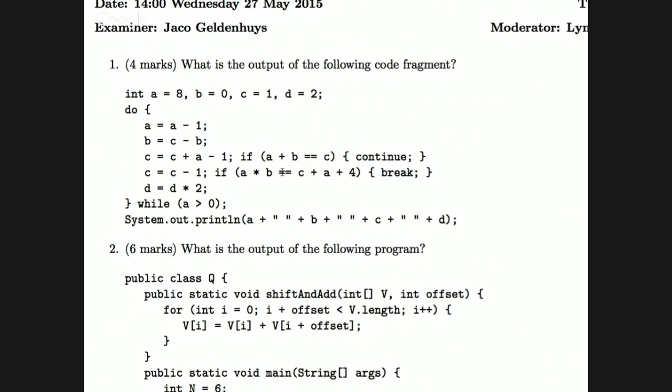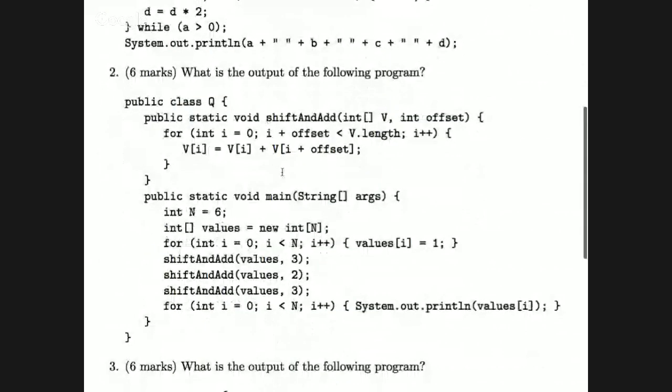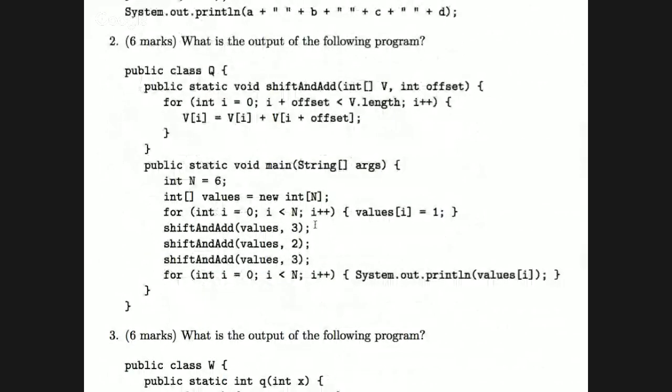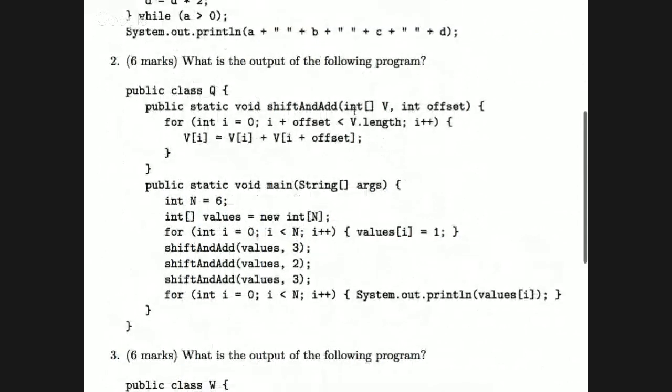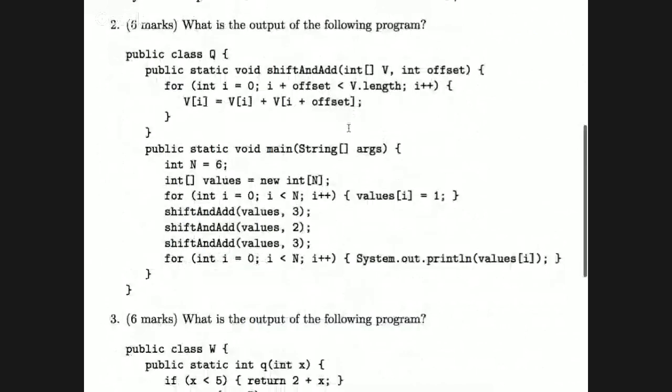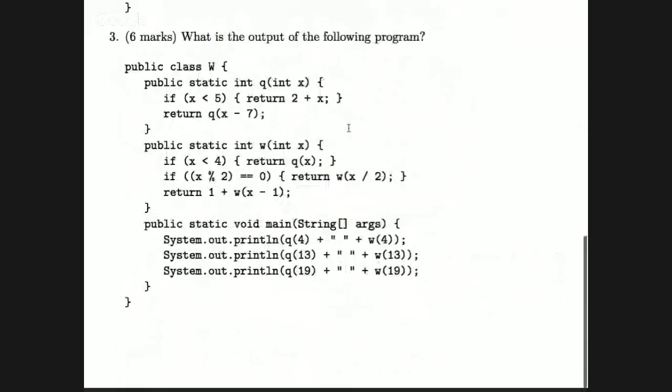What is the output of the following program? Oh, this is the same one as in the previous test, modified a little bit. That's just asking about arrays, sending over arrays. What is the output of the following program? Recursion. Class, I can see it. So there's a static method Q that calls itself. And there's a static method W that calls Q and calls itself under certain conditions.